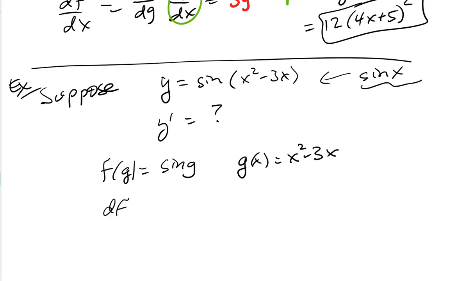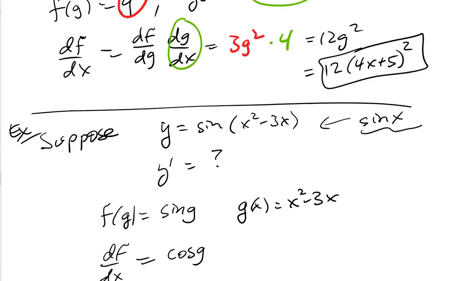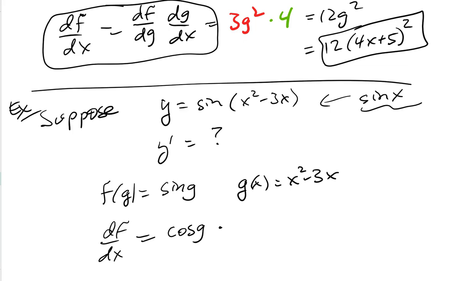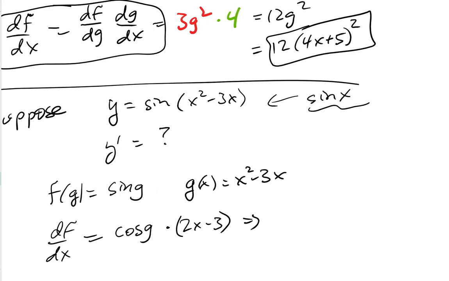All right. So the derivative of f with respect to x, you go through g first. So the derivative of f with respect to g would be cosine g. And then the derivative of g with respect to x would be 2x minus 3. Let's put that in parentheses. And then you just put what g is. Cosine of x squared minus 3x times 2x minus 3.